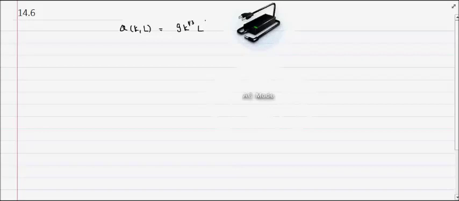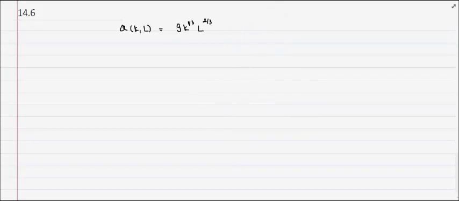Okay, so we're going to do 14.6. So in this question, we are given a production function Q as a function of K and L equals 9K to the power 1/3 and L to the power 2/3. So it's basically a normal Cobb-Douglas production function. So the firm has already acquired the capital stock K0 equal to 1,000.